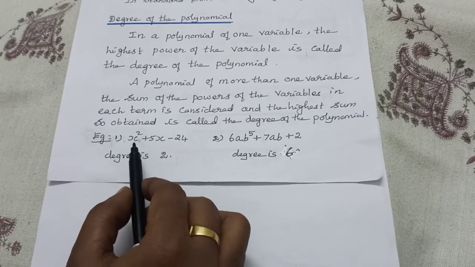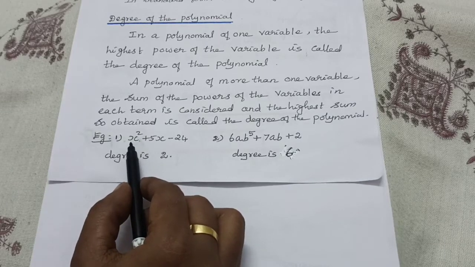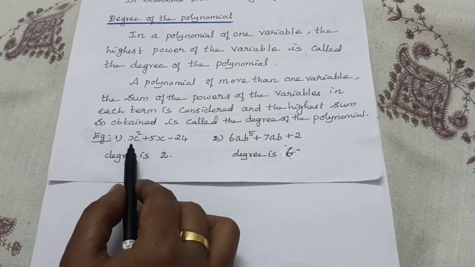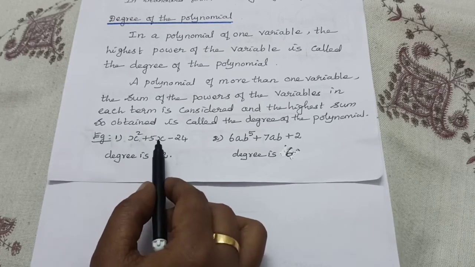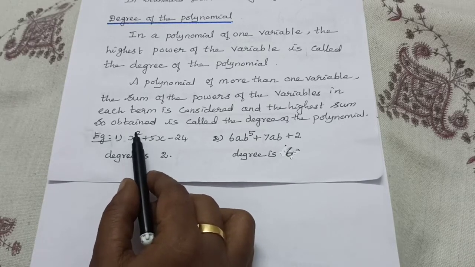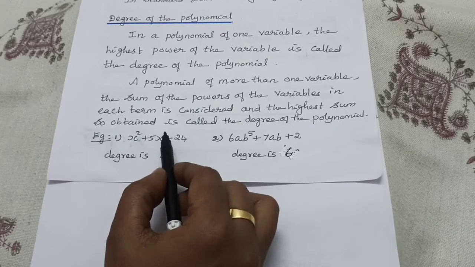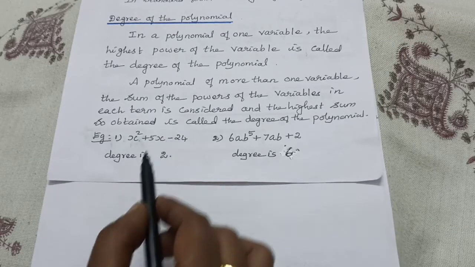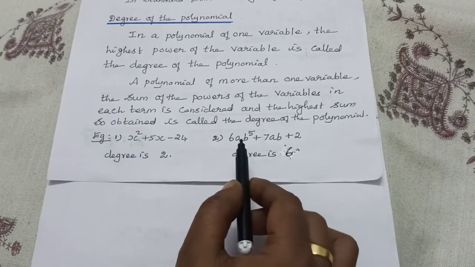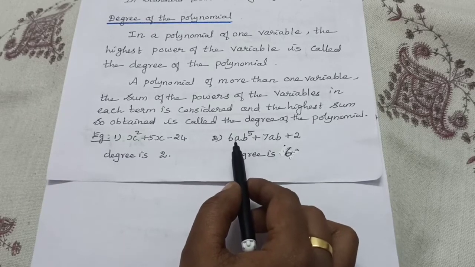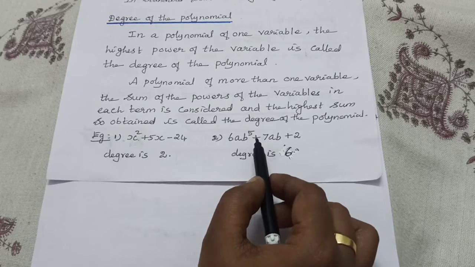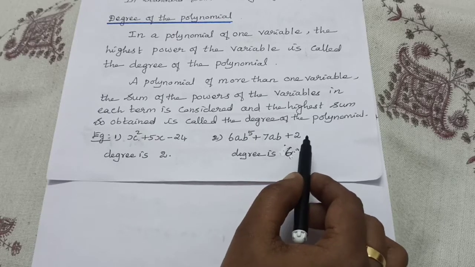Okay, in this example, one variable, x is the variable, isn't it? Then which is the highest power? 2 is the highest power. Here 5x power 1 it will come. Okay, degree is 2. Like that, second one, you see 6ab power 5 plus 7ab plus 2.